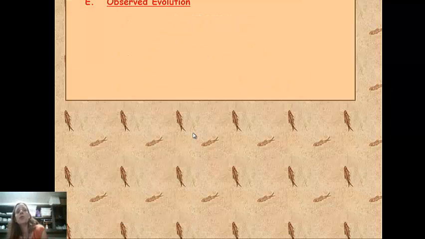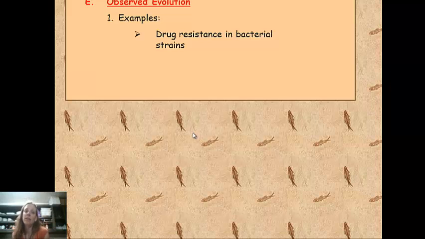All right, so some observed evolution. So examples: drug resistance in bacterial strains. Now, bacteria reproduce very quickly, every 20 minutes. So it's actually quite easy to witness bacterial evolution over many generations because they reproduce so quickly. It's important to remember evolution doesn't happen in one lifetime.